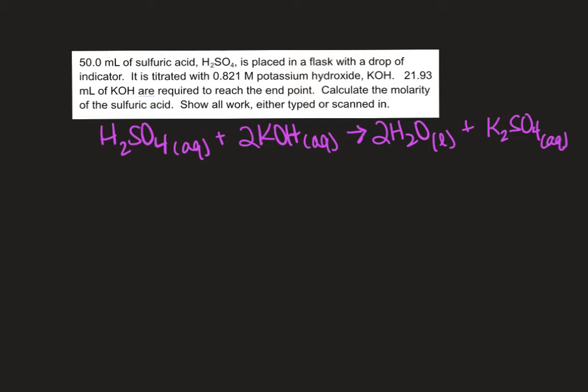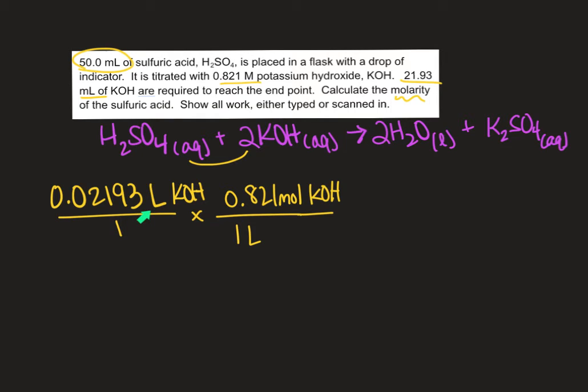So if we look at our problem, we do know that we have 50 milliliters of our acid, but we have 2 pieces of information of our base. We have the molarity and we have the volume that we've used. So if you have 2 pieces of information, start there. So the volume and the molarity can get us the moles of base. And then if we know the moles of base, we can go to moles of acid. If we know the moles of acid, we can then divide that by the volume of the acid to get the molarity of the sulfuric acid, which is what we're trying to find.